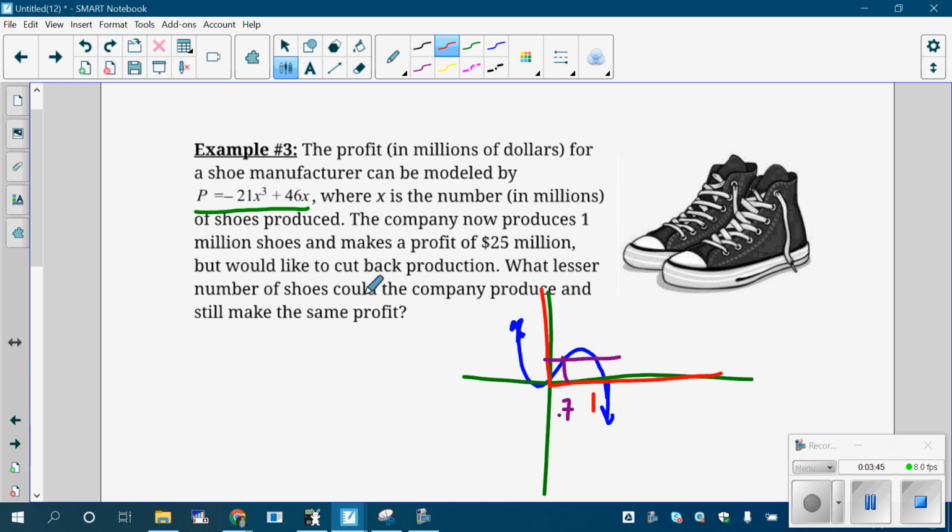They're asking me what's the lesser number of shoes that they could make and still have the same profit? Well, this is the lesser number of shoes that they could make and still have a profit of 25. Okay, right now they're making 1 million shoes. They told us that in the question too. So it all makes sense. What lesser number could they make? 0.7 million. What's 0.7 million? 700,000 shoes. So they could alternatively make 700,000 shoes. Cool. Profit would still be 25 million.